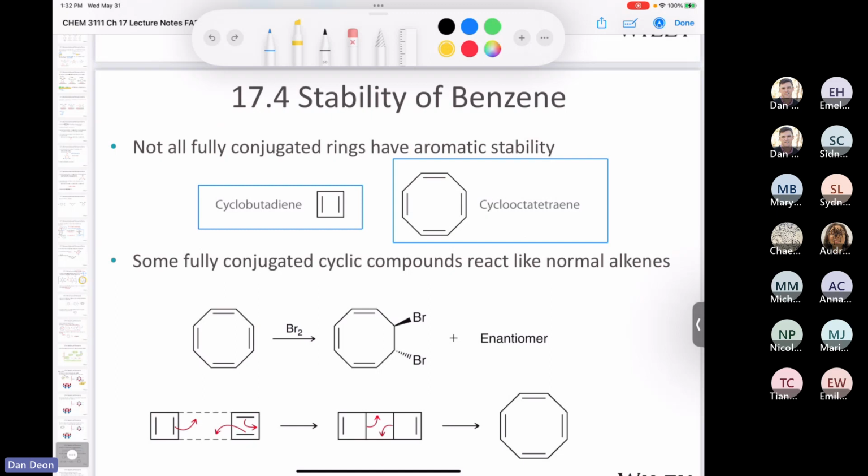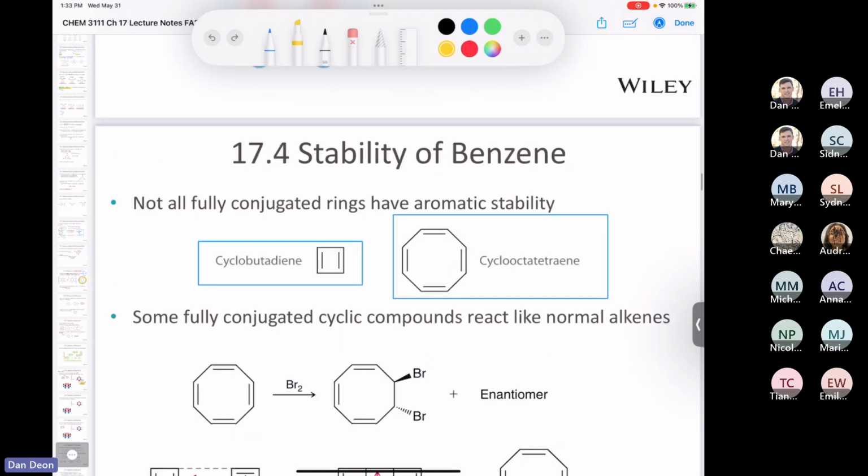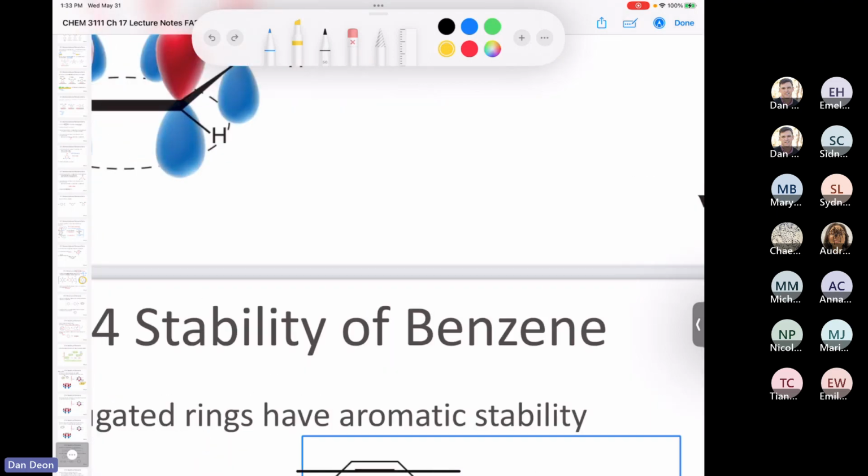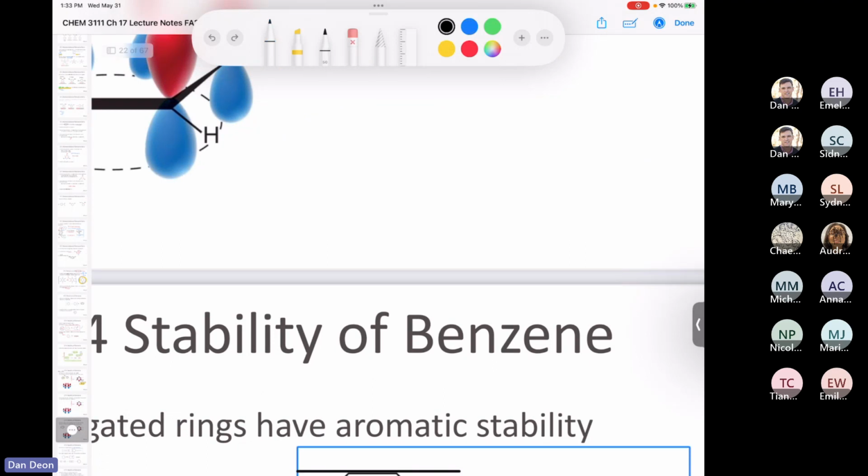Now, when it comes to looking at rings in this chapter, there's always going to be three possibilities. One possibility is for the compound to be aromatic. Please make a note of this. I'm just going to write A if it's aromatic. The other possibility is for it to be what we call anti-aromatic, and for that, I'll write AA.